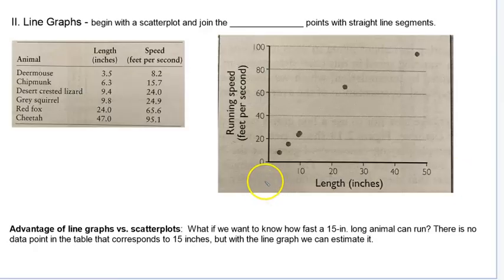Alright, now we move to a line graph, which starts with a scatter plot, but then we're going to join the adjacent points with straight line segments. So this is the previous scatter plot that we drew. And to make a line graph, very simple, we just take those points and we connect them with line segments.